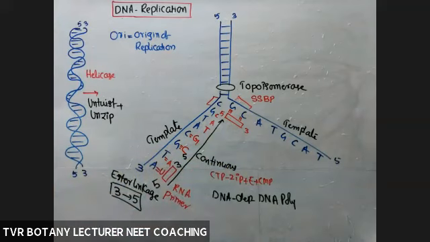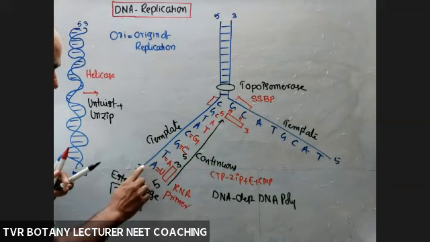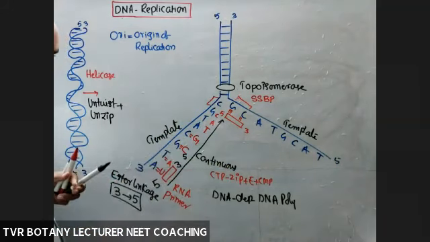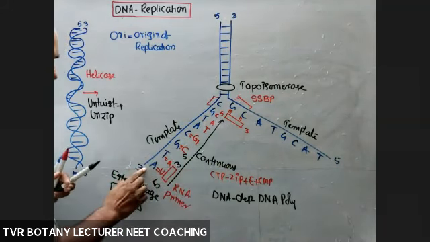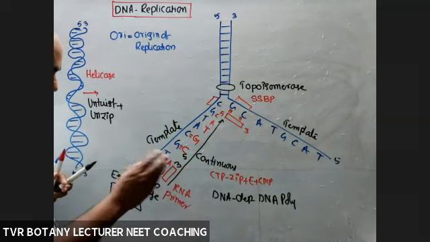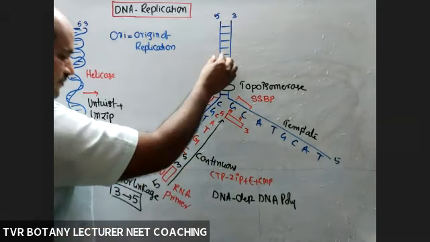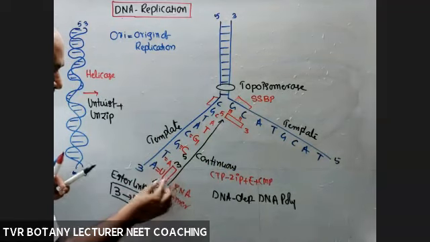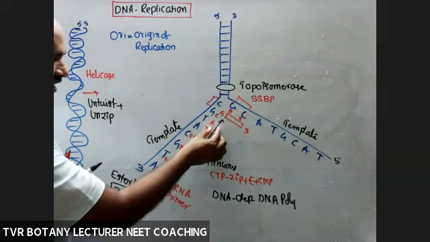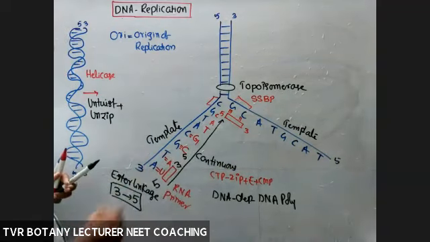Continuously produced. Okay, so the template is with 3 to 5 polarity. According to the textbook, the template is always in the 3 to 5 direction only. But in your textbook, the 3 to 5 template causes polymerization of the new strand in the 5 to 3 direction continuously.